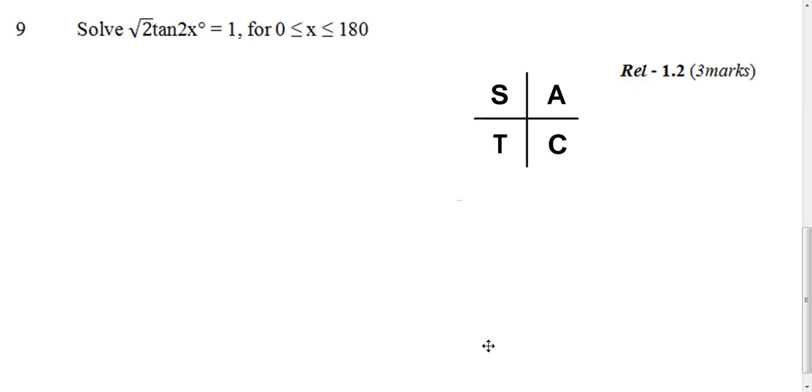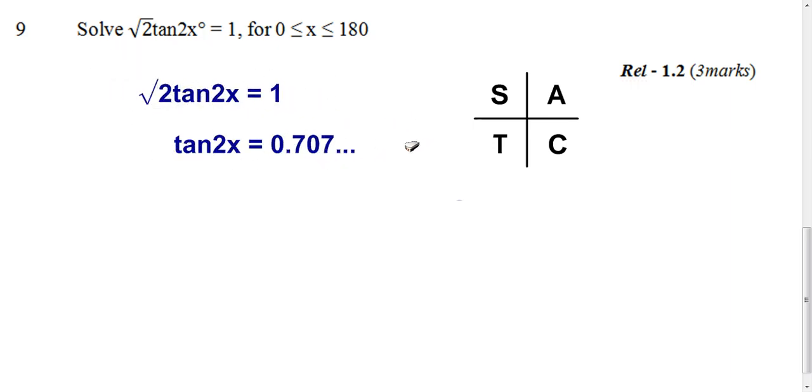Okay, so let's look at question 9 in the Higher Unit 1 Specimen 2 NAB. Solve root 2 tan 2x equals 1 for values between 0 and 180. So the first thing to do here is to rearrange this to try and get tan 2x is equal to a value. So divide through by root 2. You've got a calculator, so just do that and you will get 0.707 and so on.